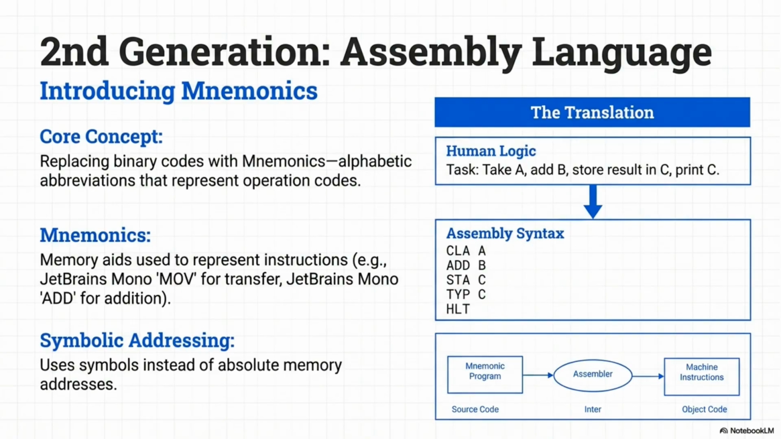The second generation introduces assembly language using mnemonics. The core concept is replacing binary codes with alphabetic abbreviations for operation codes. Mnemonics are memory aids for instructions, and it uses symbolic addressing instead of absolute memory addresses.